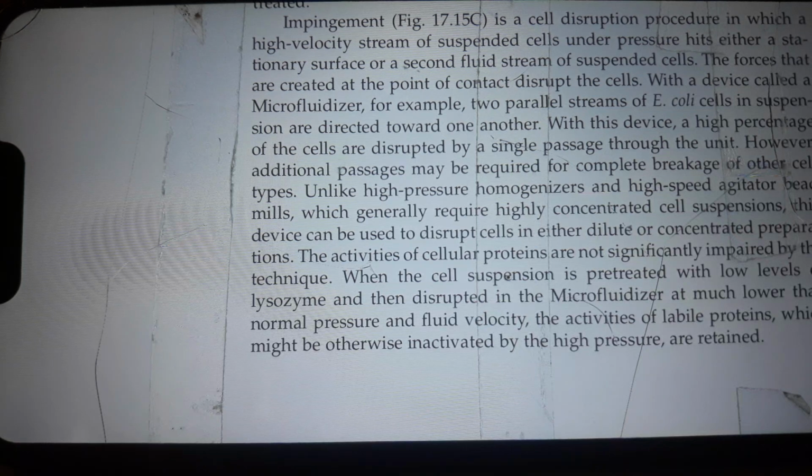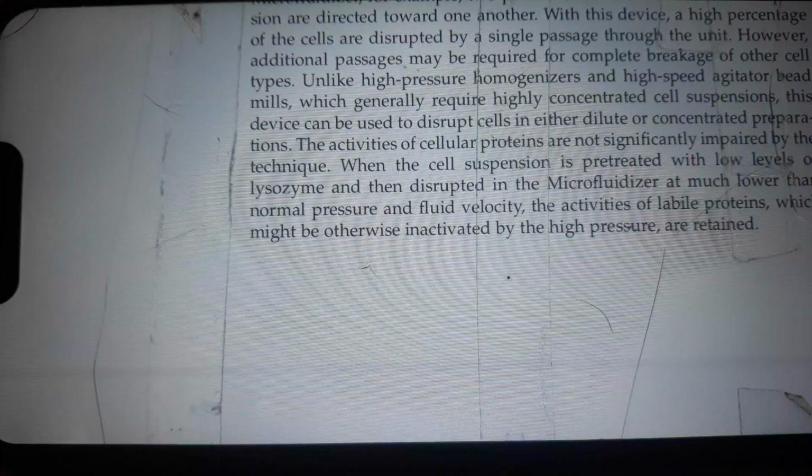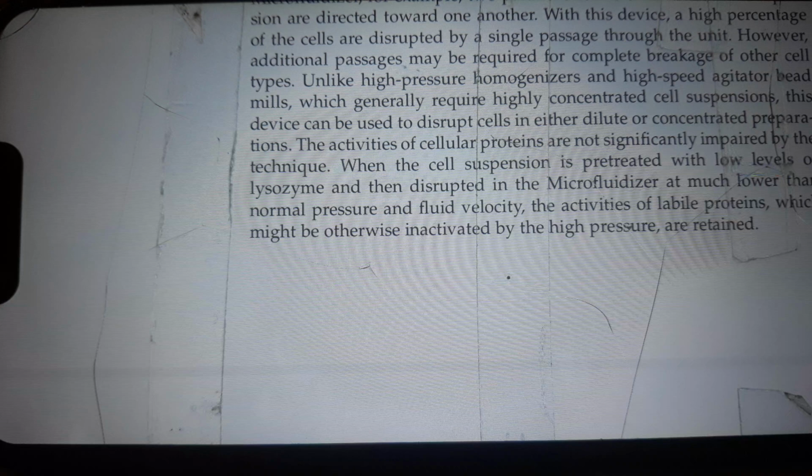The forces that are created at the points of contact disrupt the cells in a device called a microfluidizer. For example, two parallel streams of cells in suspension are directed toward one another. With this device, a high percentage of cells are disrupted by a single passage through the unit. However, additional passages may be required for complete breakage of other cell types. Unlike high-pressure homogenizers and high-speed agitated bead mills, which generally require highly concentrated cell suspensions, this device can be used to disrupt cells in either dilute or concentrated preparations.